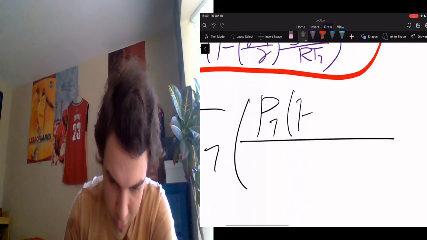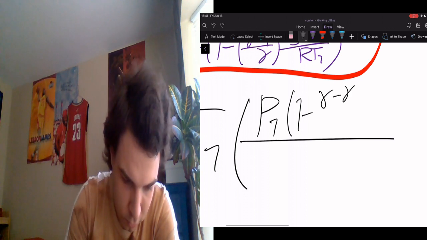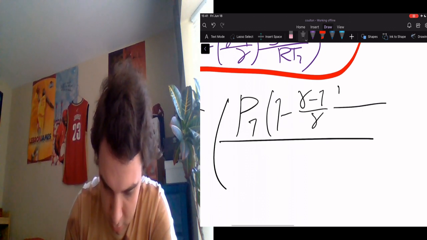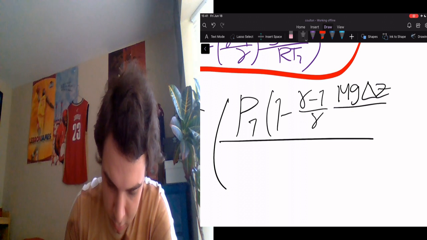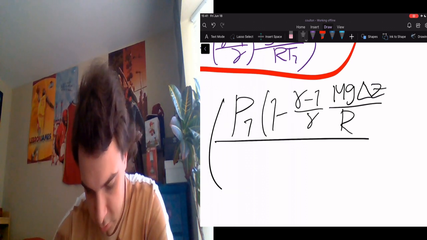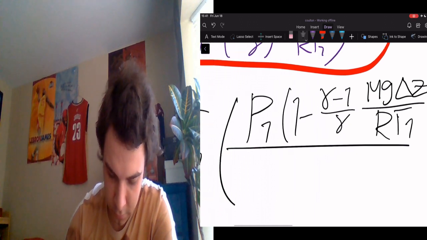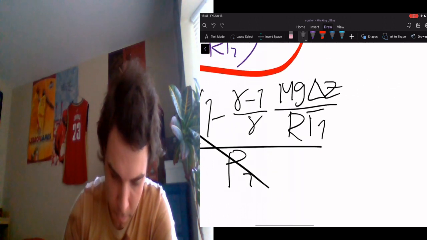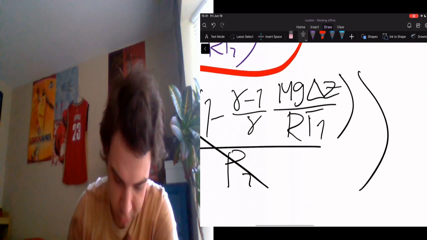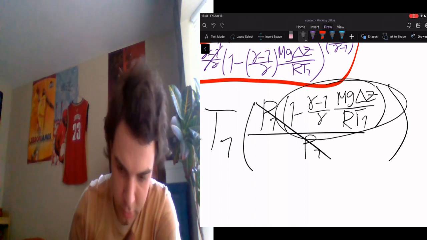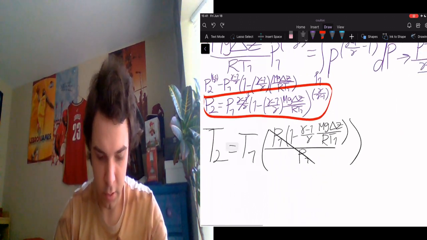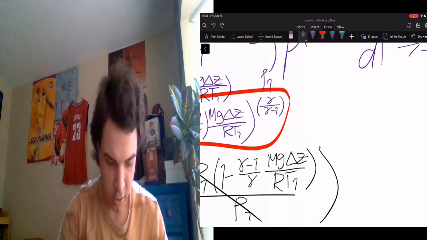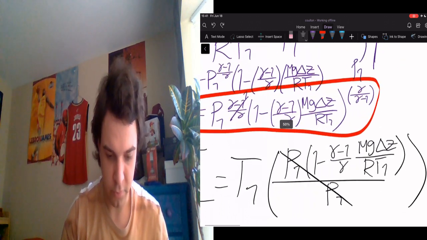1 minus gamma minus 1 over gamma times mg change in z, over the gas coefficient, temperature 1 over pressure 1. So these cancel, and you're left with that here. And the only thing that's changing here is our change in altitude. And these are our equations that we wanted to find, that we solved for. Thank you.